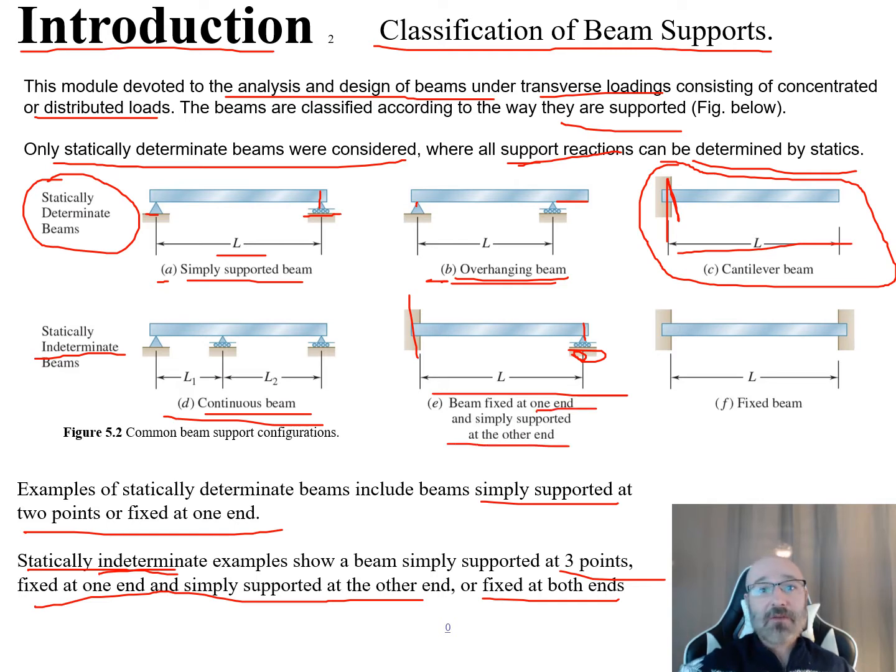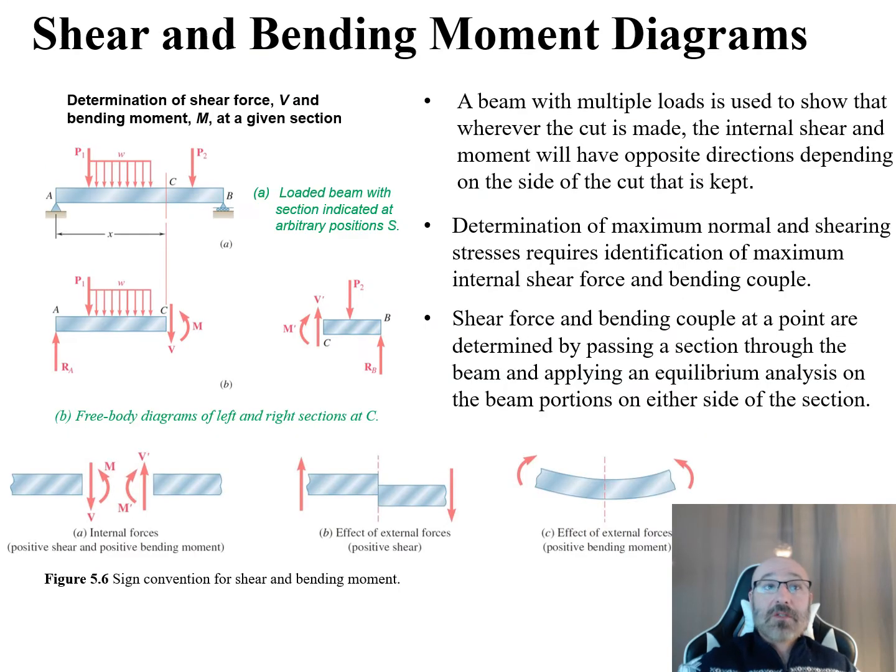And then last case over here, it's fixed at both ends as we talked about down there. So this right here is a fixed beam that's statically indeterminate because it's fixed at both ends. So now let's take a look at shear and bending moment diagrams. The first step within this is to identify what our shear and bending moments are.